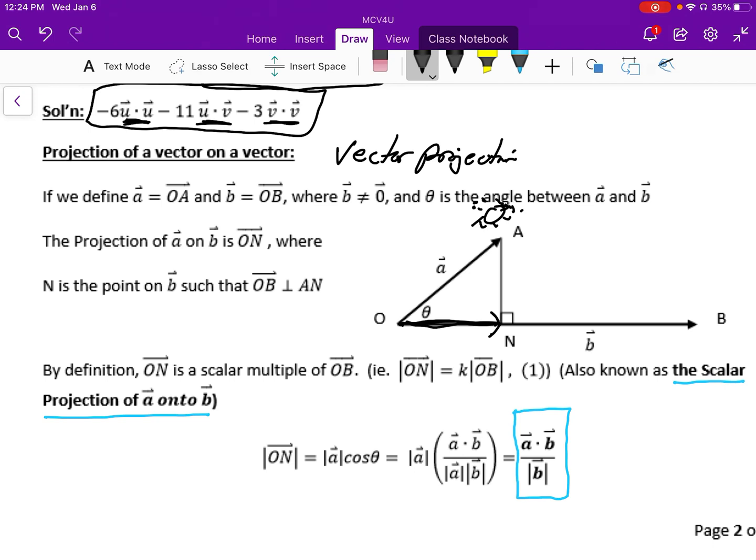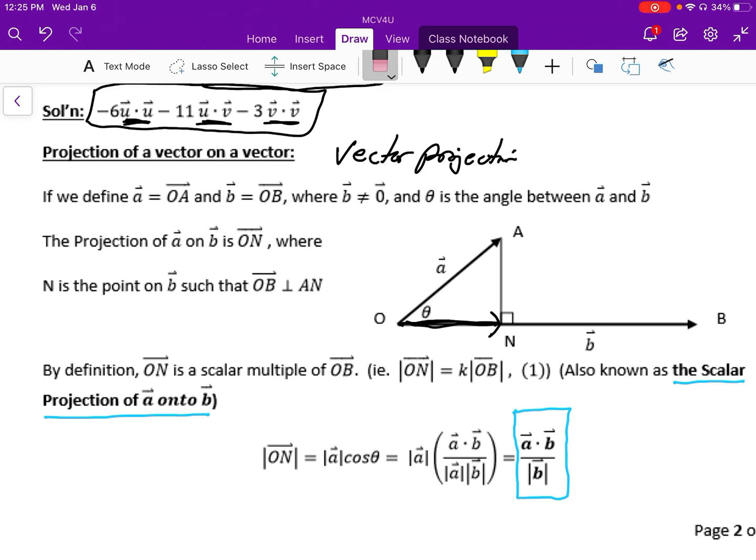The head of A is perpendicular right over top of N. OAN is perpendicular to OB. All right, so that's the first part. That's just setting it up, knowing how to set the thing up. Now we're going to figure out what this all is.